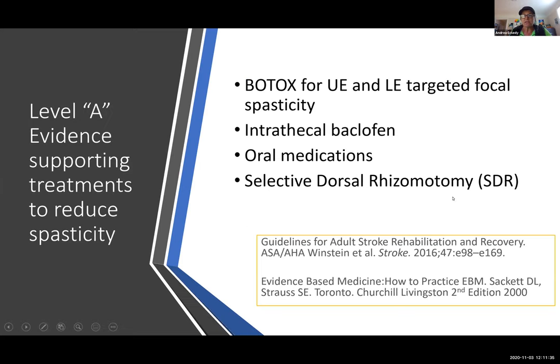So what does the evidence support here? The evidence supports level A evidence. You guys have had your evidential presentations. Level 1A or A evidence is the strongest. Botox, which we will be talking about in a little bit, there's great evidence out there to support it for upper extremity, lower extremity, targeted focal spasticity, intrathecal baclofen, oral medications, and SDR. So all those things I just showed you on the previous slide all have level 1A evidence to support them that they indeed decrease the tone and spasticity. Okay, so hold that thought.